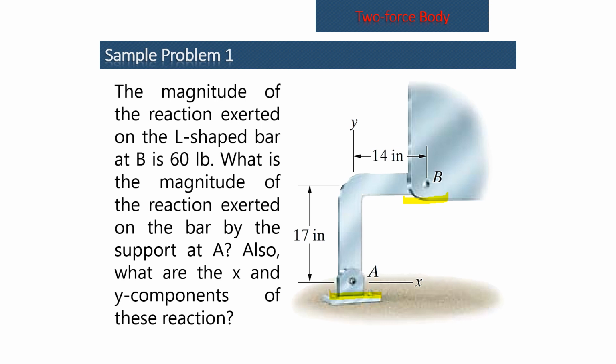There is no weight given for the bar. There are no external forces applied on the bar. It means that since there are no external forces and there's no weight, the forces acting on the bar are only at point A and at point B. Hence, the bar is a 2-force member. So how will we solve the problem with that notion? So we draw the FBD of the bar.